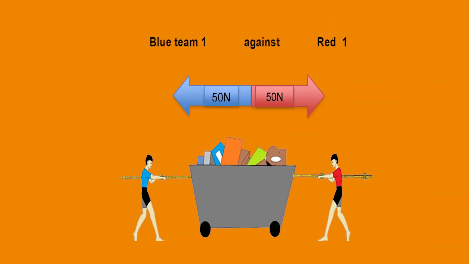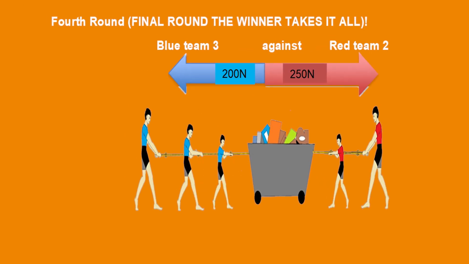This law was also manifested in our activity on the game of blue and red teams, because the card remains at rest when the forces applied by the two teams were equal. But when one team increased the magnitude of the force, making the forces applied unbalanced, the card moved towards the direction of the greater force.